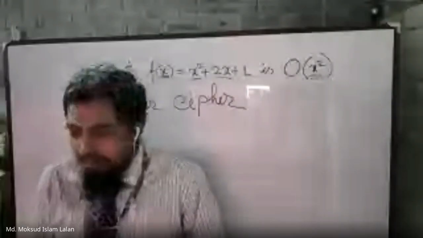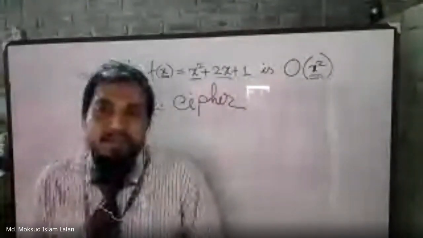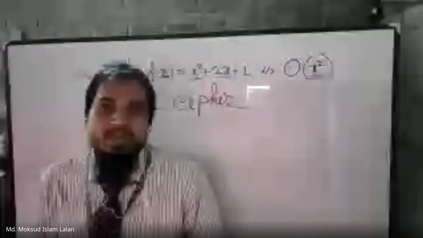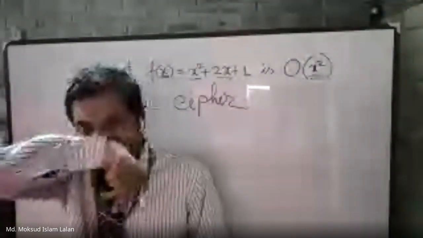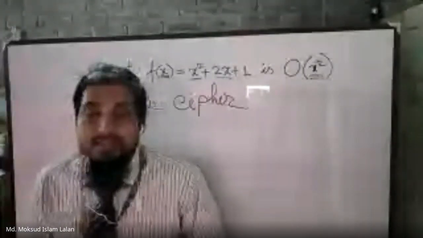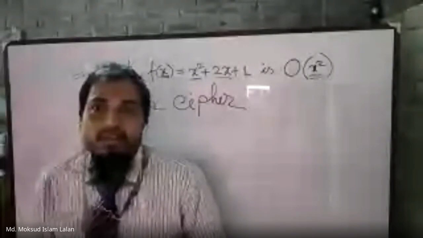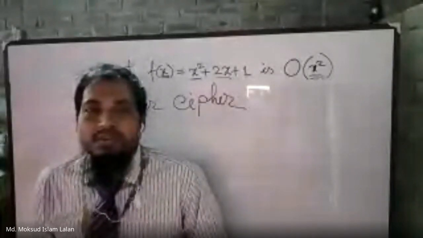Dear student, let me finish. There are 50 students, right? So 50 students. Yes, sir. The schedule will be given to you. Do you understand? Can you hear me, dear students? Yes, sir.